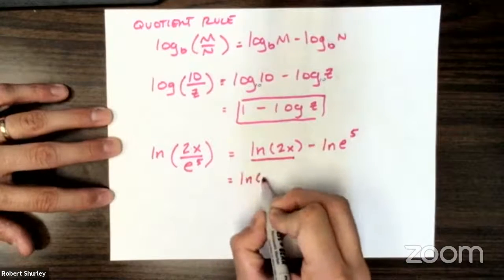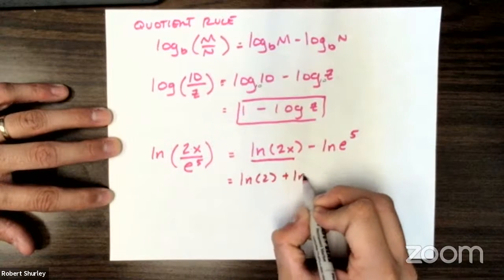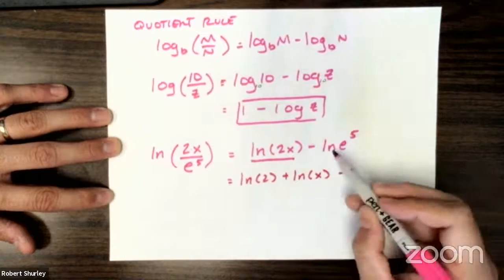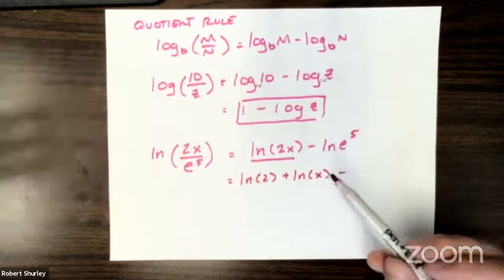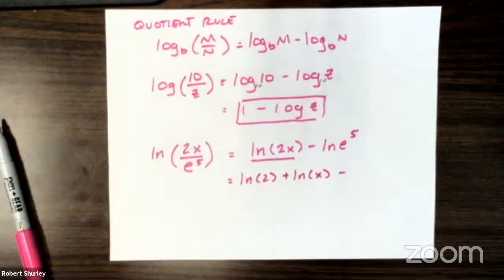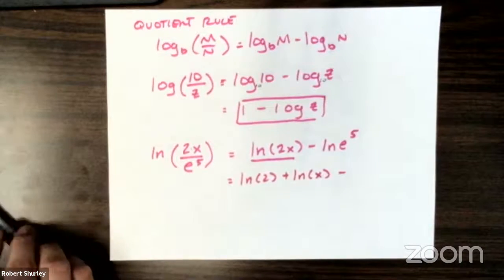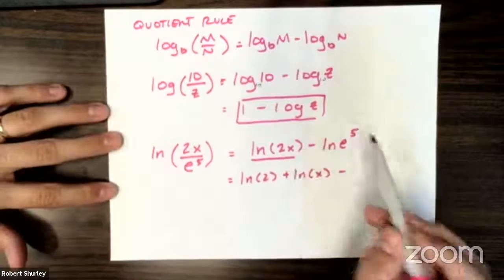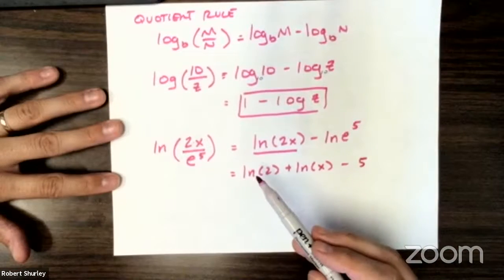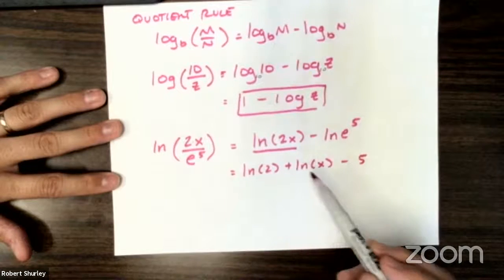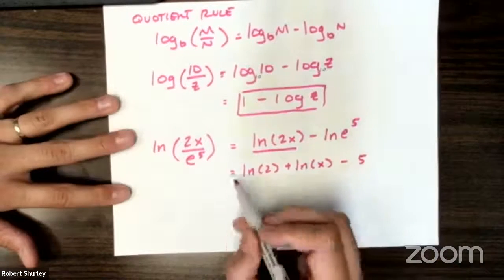It says ln of 2 plus ln of x minus, now look guys, I'm going to simplify this one now. Ln and e, you can think of those as kind of canceling each other out. So ln and e cancel each other out. And it leaves, because ln is log base e, that's why it cancels each other out. And it leaves you with the 5, okay? And look, we're done. Ln of 2 can't simplify. Ln of x can't simplify. And 5 is simplified.